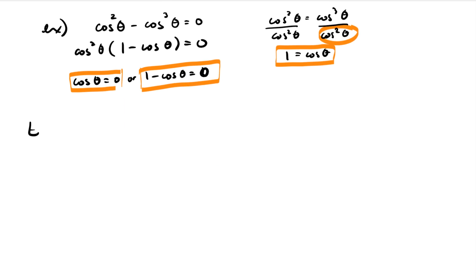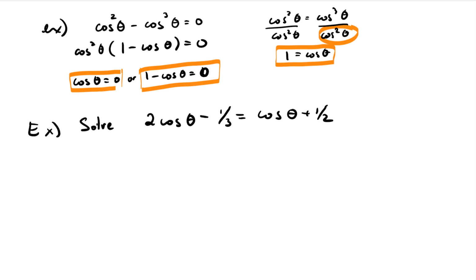We're going to do another one here. Solve 2 cos theta minus 1/3 is cos theta plus a half. So first step is just to group like terms. We're going to send cos theta on this side to group it with the 2 cos theta. So that's going to give us simply cos theta. And we're going to send the 1/3 on the other side. So that's 1/3 plus a half. So that's 5/6. So we need to solve cos of theta is 5/6.